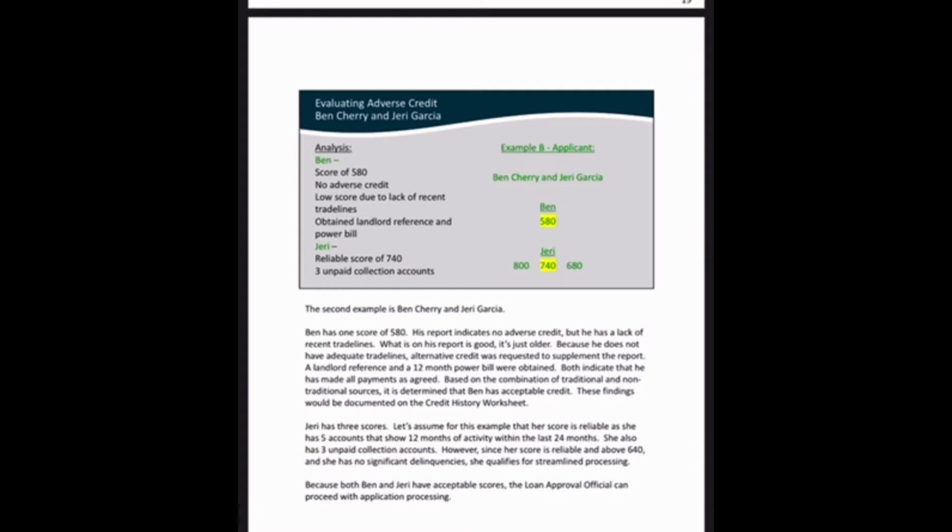So here are a few tips. If you are at a 640, just make sure you have 2 trade lines. If you do not have 2 trade lines, then you need to have 3 alternative credit sources that have been paid on time within the last 12 months.